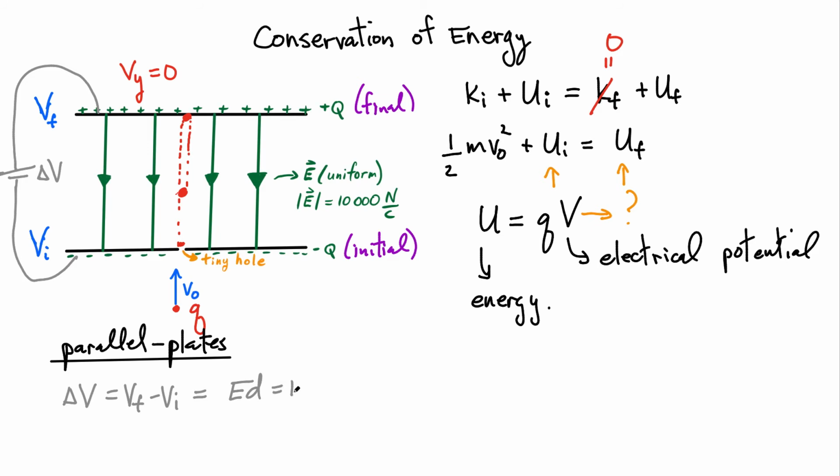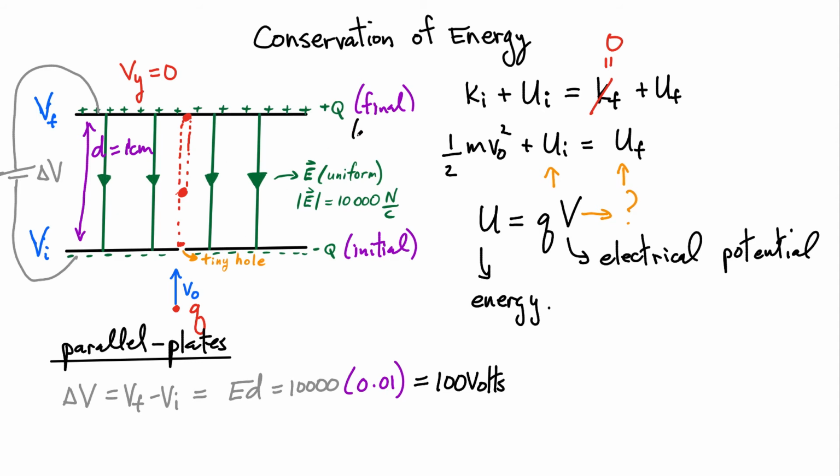multiplied by the distance between the plates. So in this case, if I have 10,000 newtons per coulomb, and the distance between the plates, which I previously called D, was 1 centimeter, then if I convert it to meters and multiply, what you end up getting is 100 volts. That's the difference of potential.